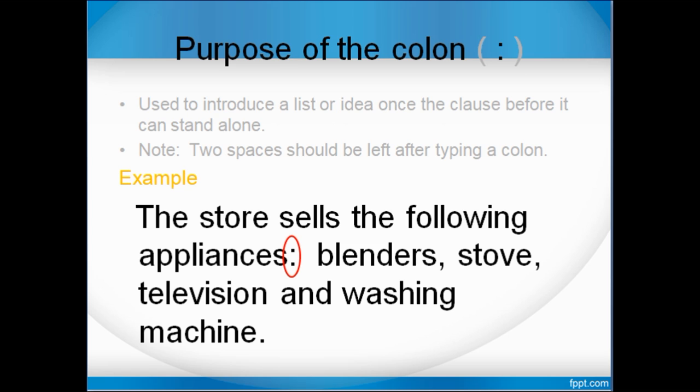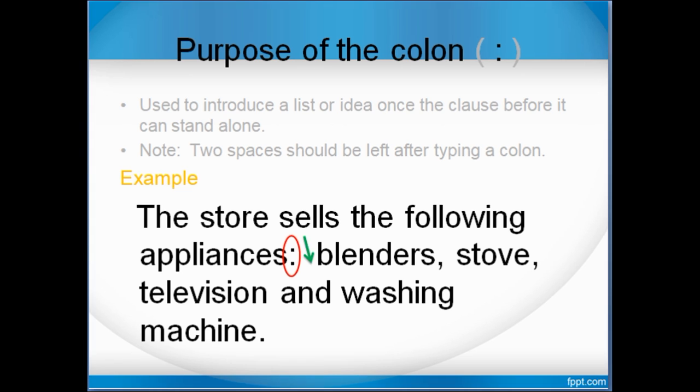So that clause, the store sells the following items. Once someone tells you that, you understand that this person is trying to tell you that the store sells the following items. That clause can stand alone. That means that you understand what the person is saying before they continue speaking or listing the items. Then we skip 2 spaces and then we continue typing blenders, stove, television, and washing machine.